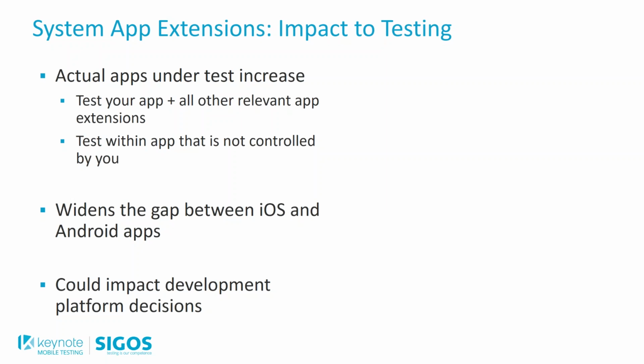The other thing that this can mean is that because your iOS app is becoming more and more different than your Android app, it widens the gap between your apps. And so that may mean more testing because you can't use common tests across both your iOS and Android app anymore.